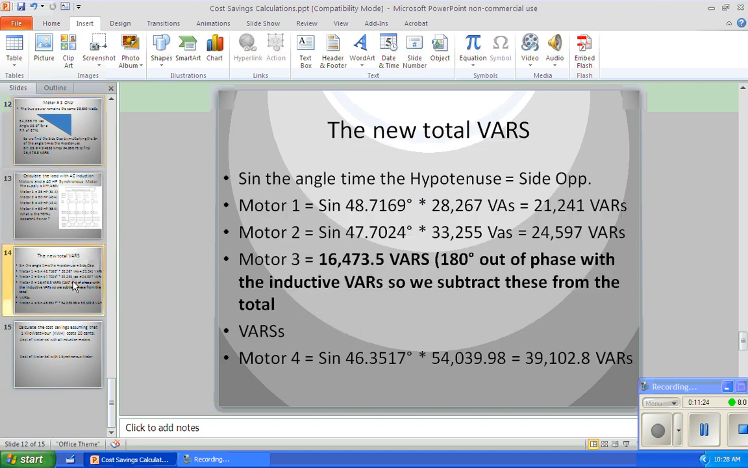So now we're going to come up with a new list of VARs, except our motor 3 VARs are going to be subtracted from the total instead of added to the total. So now we're going to add 21,241 VARs, 24,597, and 39,102.8 VARs. We're going to add that all up, and then we're going to subtract 16,473.5 VARs. Now let's find that.